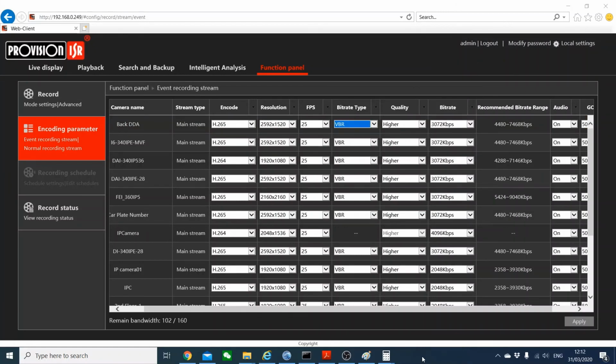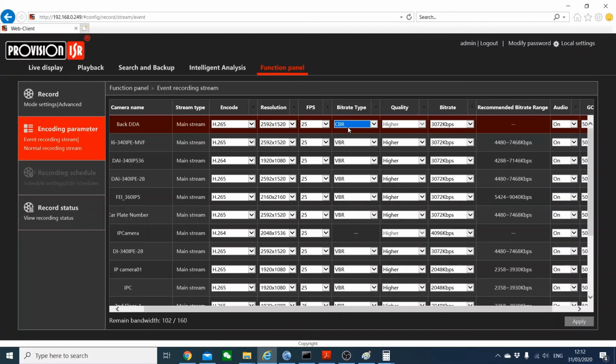Another way that we have to control the amount of data being used, both on the HDD and the bandwidth on our internet, is the bitrate type. We have two types. We have CBR and we have VBR. CBR stands for constant bitrate and VBR stands for variable bitrate.